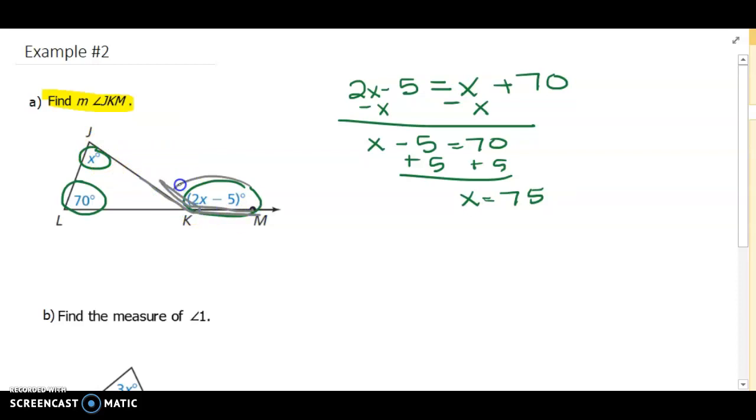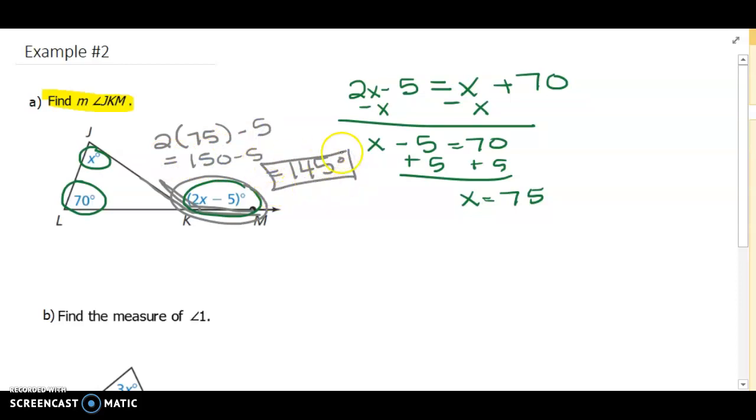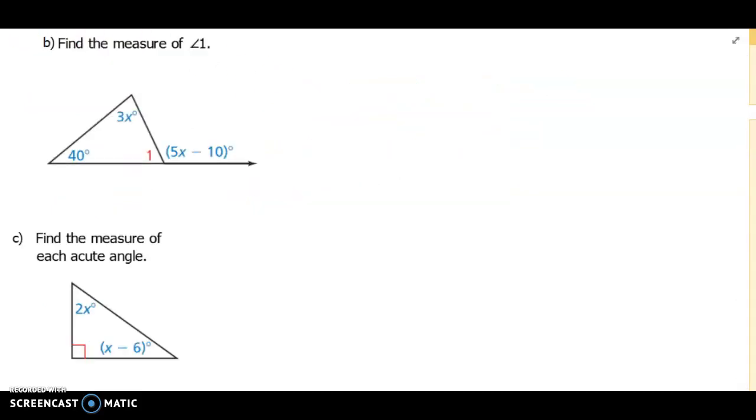It's this exterior angle. So I do 2 times my x, which is 75, minus 5. 2 times 75 is 150, so this is 145 degrees. That's my final answer. All right, now using the two theorems we've learned in this section, I want you to go ahead and do B and C on your own, and then we'll go over them.